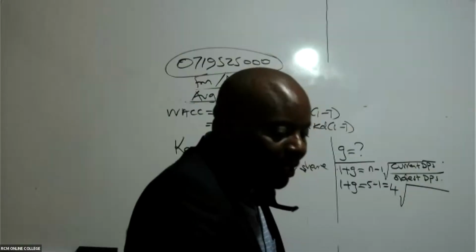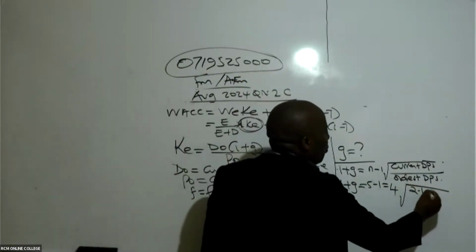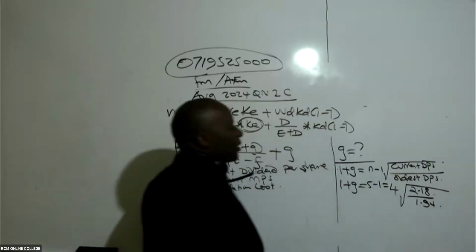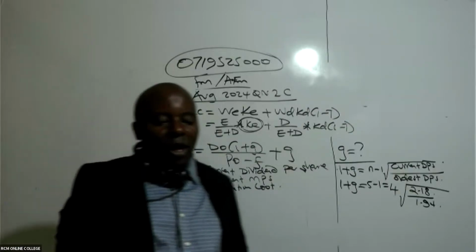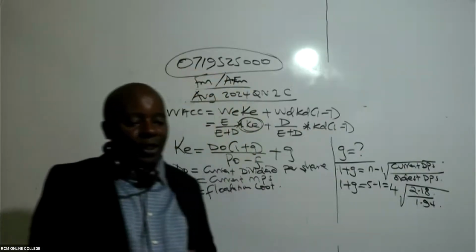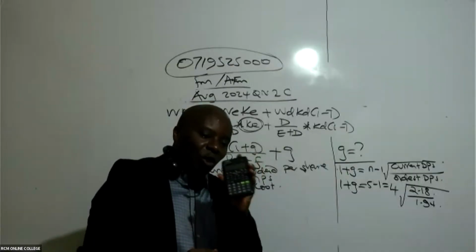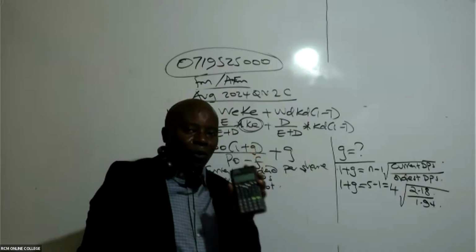So you take, in this case here, the current dividends, 2.18 divided by 1.94. Then all of us must be able to know how to compute this fourth root. How do we get fourth root? To get fourth root, I'll put my calculator on, and then I will say 4. First of all, you start by pressing 4.